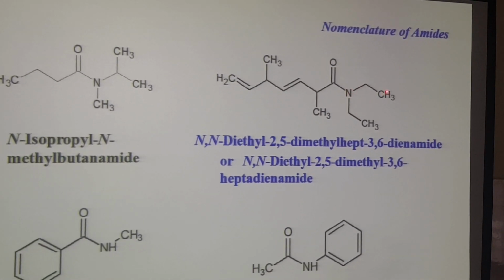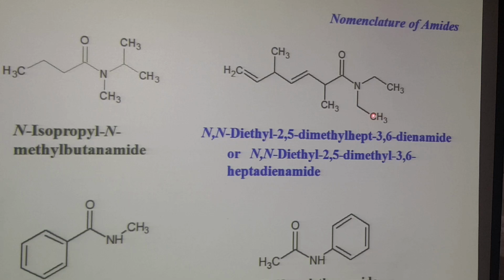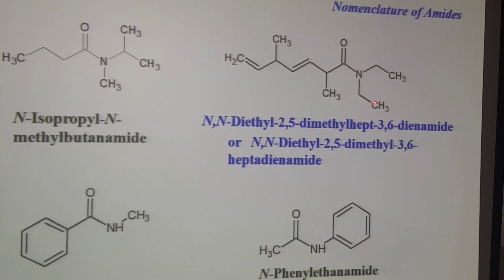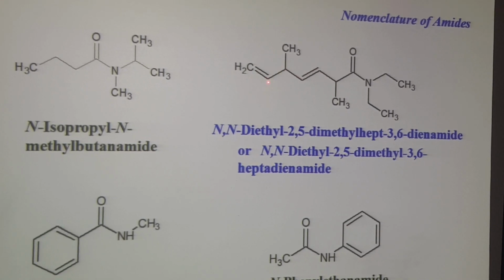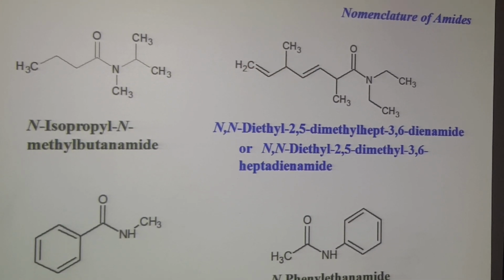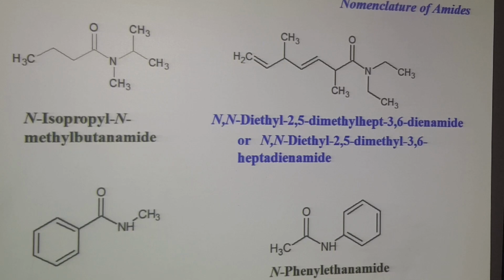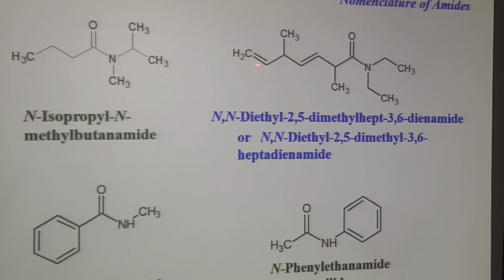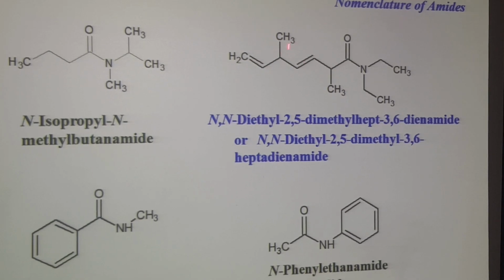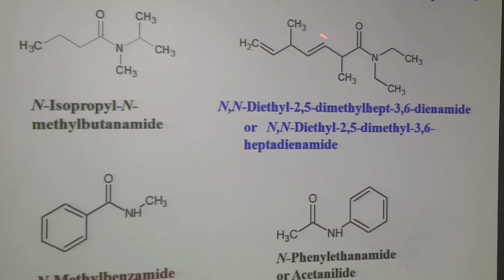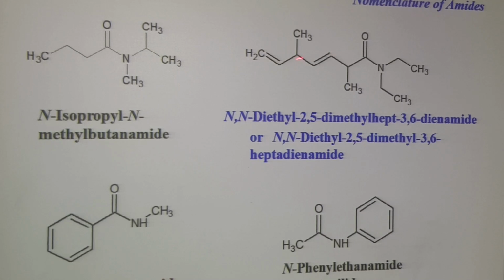So here is another complicated case. Here we have nitrogen which is attached with two ethyl groups, so here we have N, N-diethyl. Okay. So here 1, 2, 3, 4, 5, 6, 7. So 7, hept is the root. But this alkyl root is further substituted with two double bonds and two methyl groups. So we must mention the position of these two methyl groups and these two carbon-carbon double bonds.